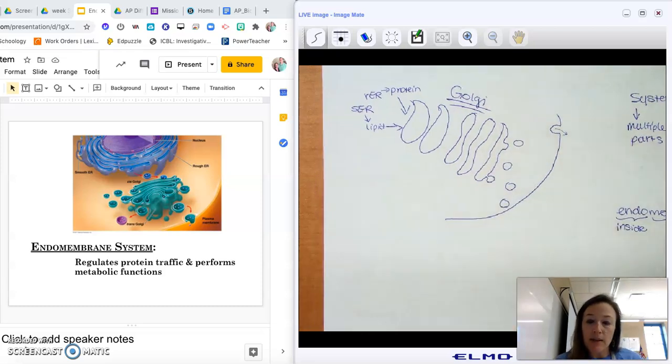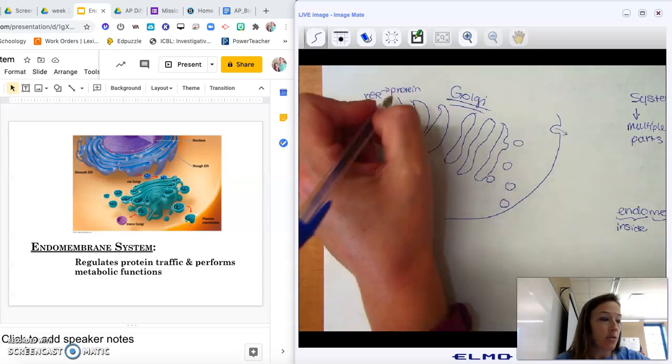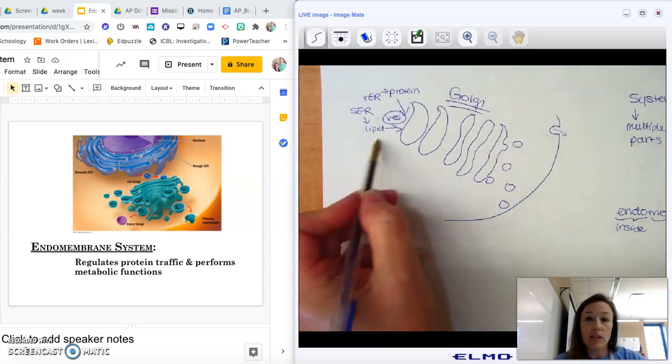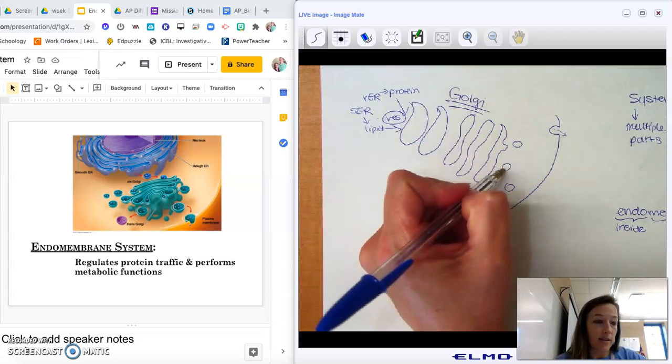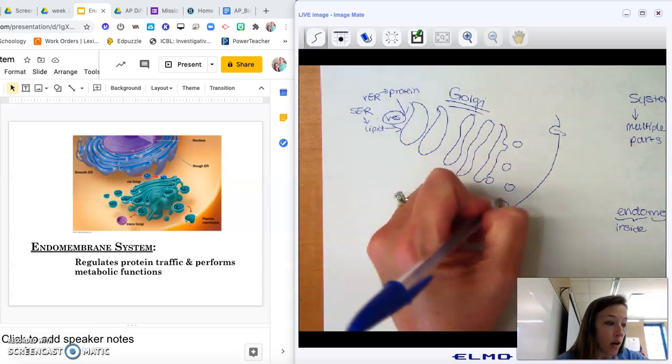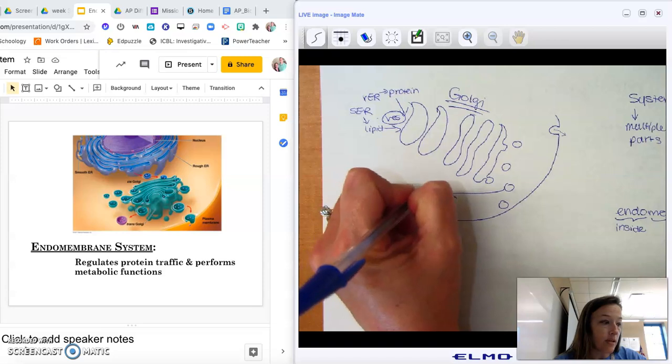And so that would be the movement of molecules. From the rough and smooth ER, usually they do go through vesicles to get to the Golgi. Then the Golgi does its work, and then it's going to put it back in another vesicle and ship it to the cell membrane. Or some of these vesicles may be going to other organelles.